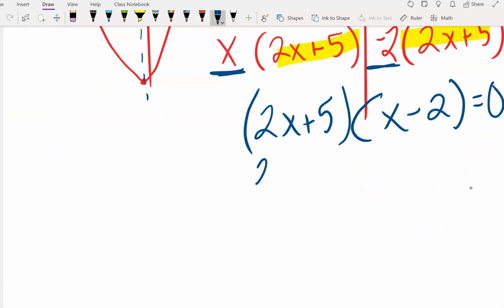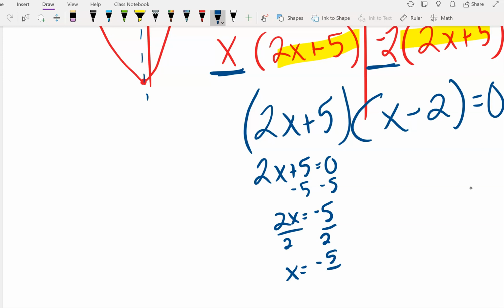So 2x plus 5 equals 0. Subtract 5. 2x equals negative 5. And then divide by 2. X equals negative 5 halves. And then the other one's easier. X minus 2 equals 0. Add 2 to both sides.